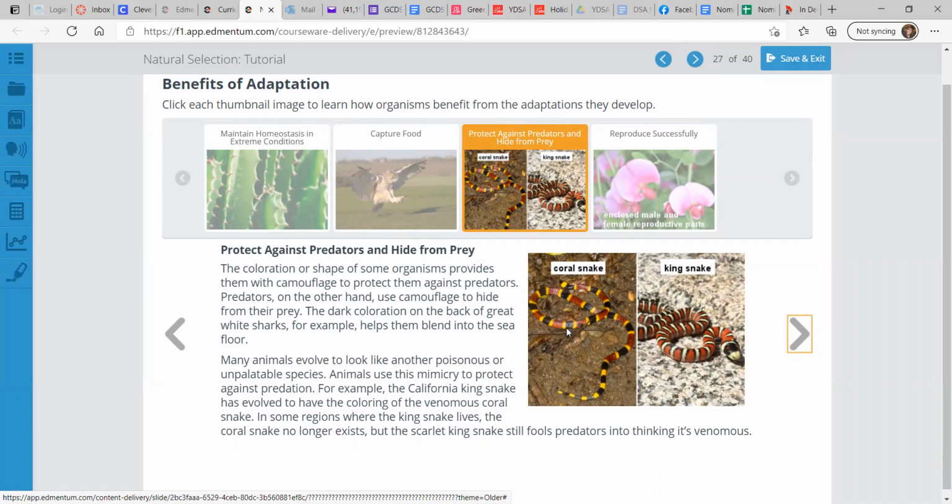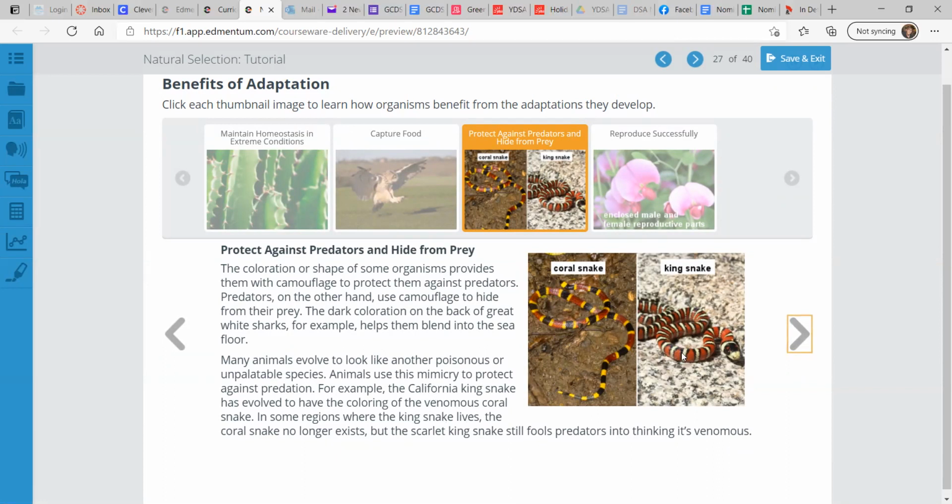So here we have an example of the California king snake, and it has evolved to have the coloring of the venomous coral snake or coral snake. So coral snake, this is a poisonous snake. If you've ever heard the rhyme, red and yellow, kill a fellow, red and black, venom lack. This is a good example of that.